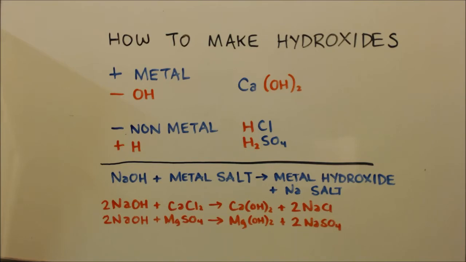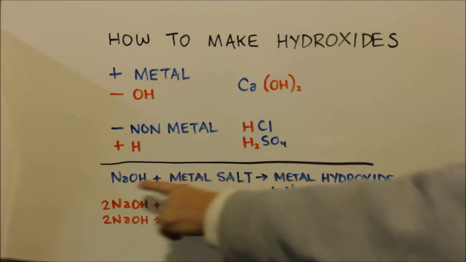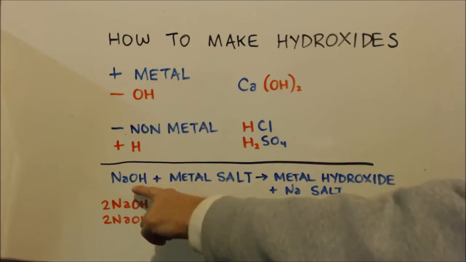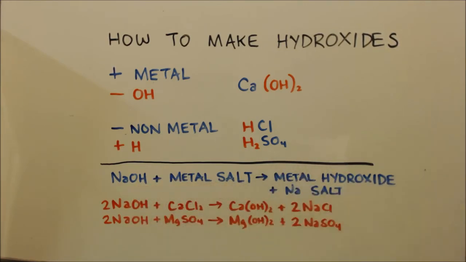So it's easy to make them in a way, and you look down here on these equations. Basically, you just add some sodium hydroxide to any metal salt that you want to be a hydroxide. And then it will make metal hydroxide and sodium salt. See how they're just switching? The sodium's going to make the salt, and the metal's going to get the hydroxide. They're just switching spots.